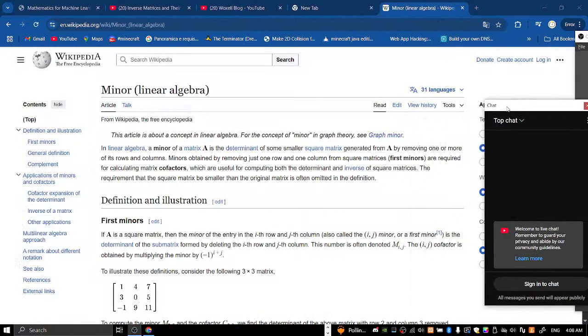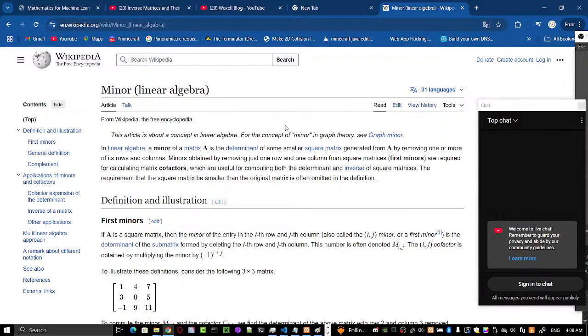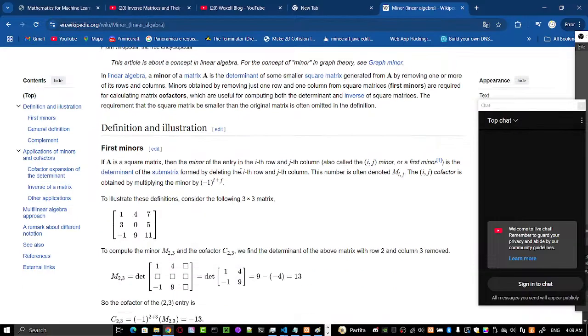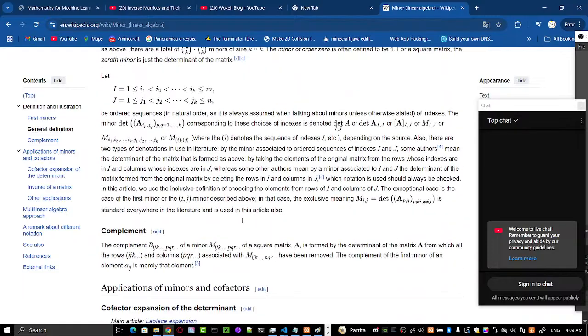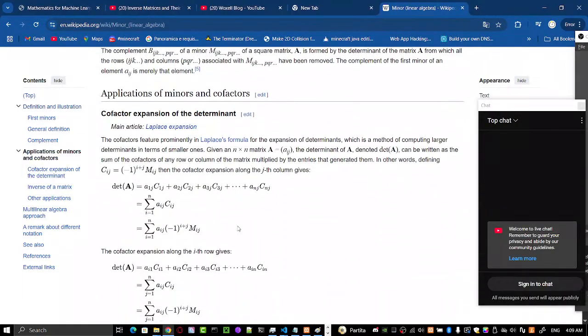Let's check what a minor is. In linear algebra, a minor of a matrix A is the determinant of some smaller square matrix, generated from A by removing one or more of its rows and columns. Okay, that's interesting. We always need the square matrix, right? This applies only to square matrices.